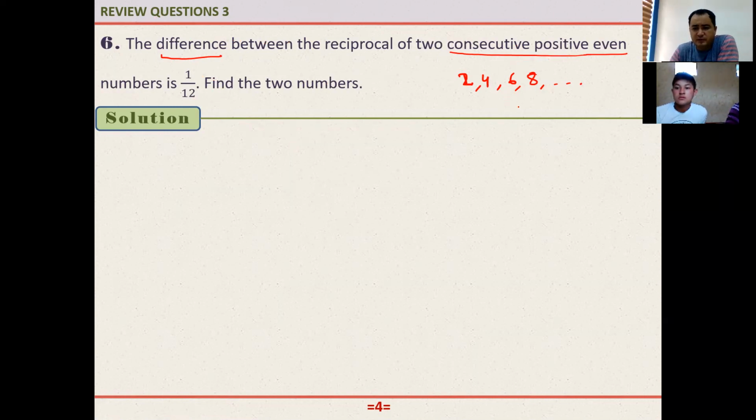If you just choose any number here, for example, let's say the first number is n. The second number should be n plus 2.